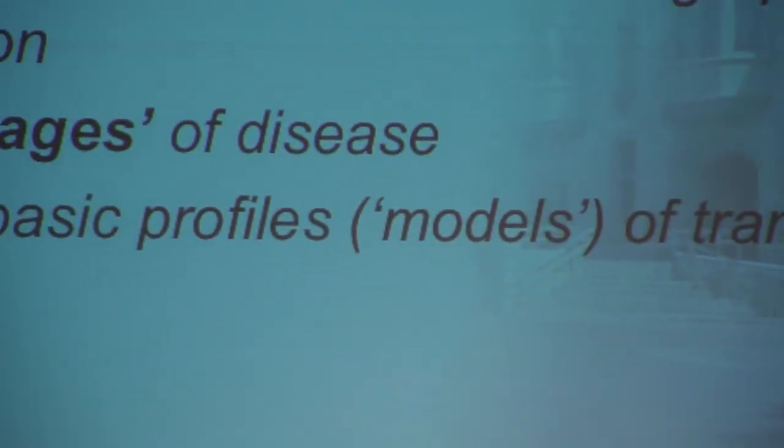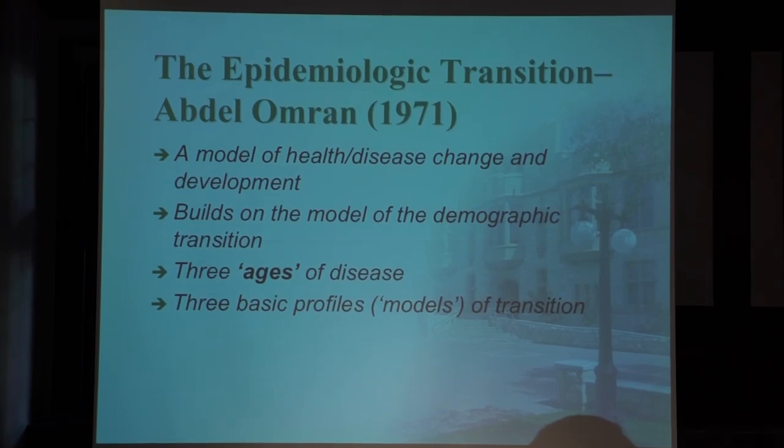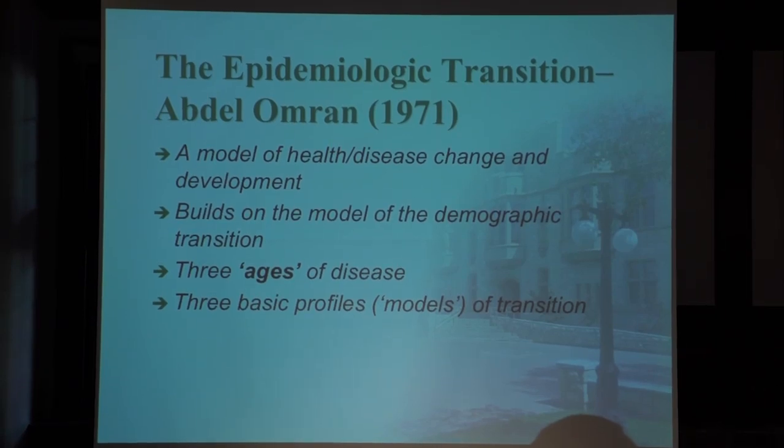The overall structure relates back to an epidemiologist, Abdel Omran, who wrote a paper back in 1971 called The Epidemiological Transition. I hate it when I do that, but sometimes I put that in. Basically, Omran provided a model of health and disease change and development. So as things develop, diseases in society change. It built on the model of the demographic transition. Some of you may be familiar with that.